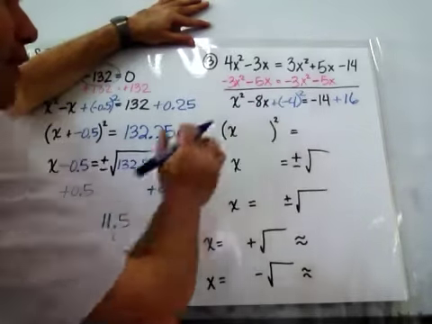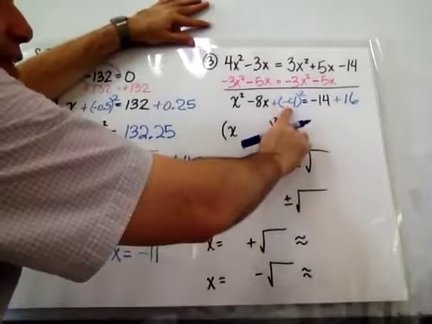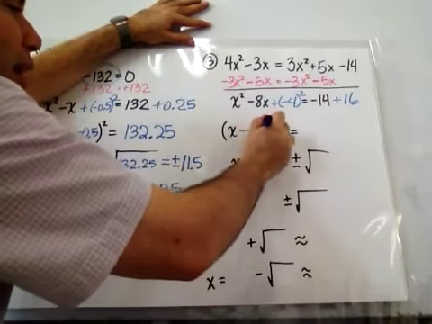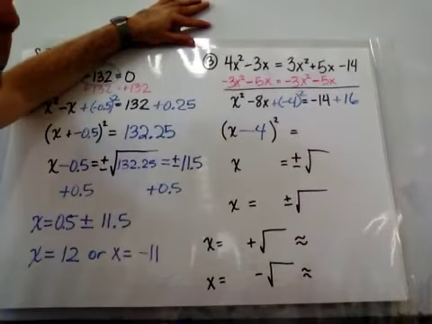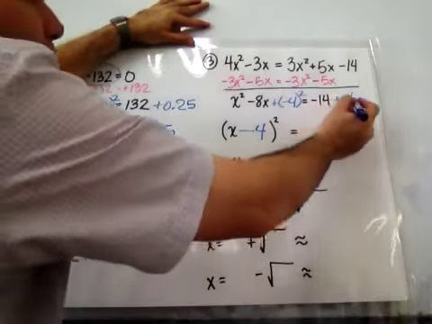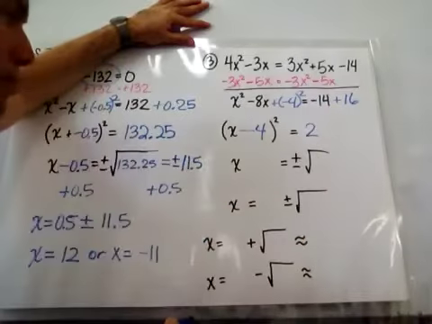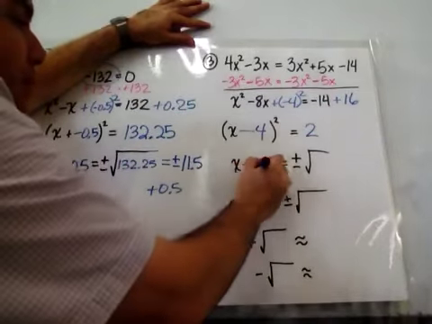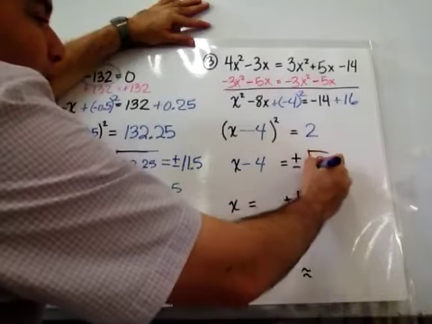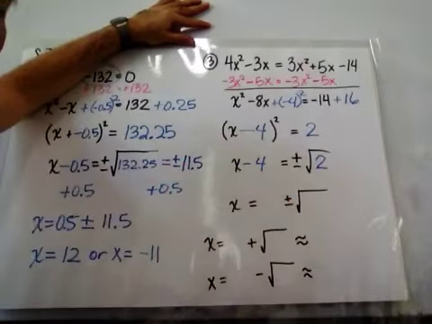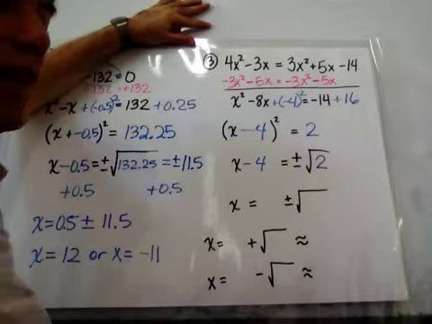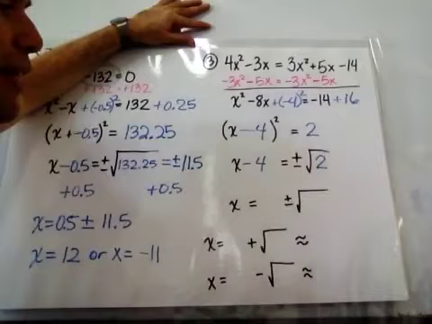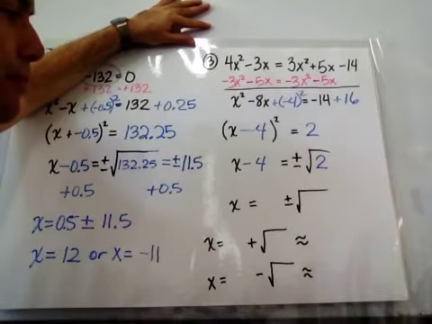Alright, we can factor this. The two numbers whose product is 16 and sum is negative 8 are negative 4 and negative 4. Same number. And negative 14 plus 16 is 2. We take the square root, that's x minus 4, and here positive or negative is the square root of 2. Now I know that the square root of 2 is not exact. So I'm just going to leave it as the square root of 2.